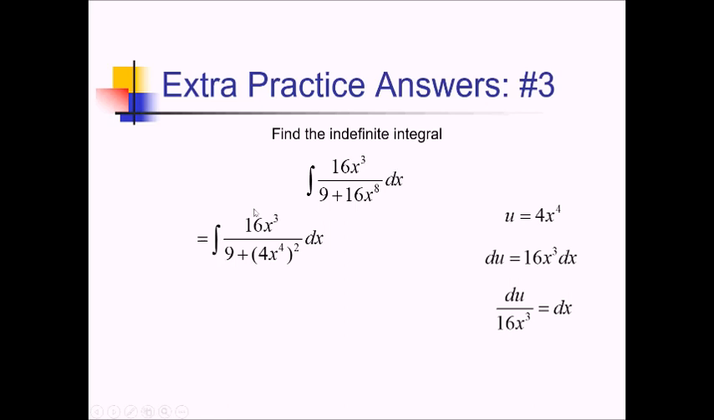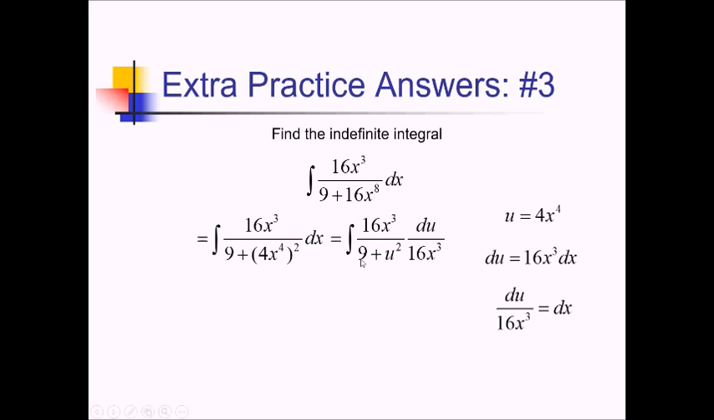Substituting back in, we can write 16x cubed over 9 plus u squared. And then dx is really du over 16x cubed. 16x cubes conveniently cancel, so we're just left with du over 9 plus u squared. Unfortunately, 9 plus u squared is still not what we need down there in order to use one of our antiderivative techniques. But it's pretty close to 1 plus u squared, which would be an arctan for an antiderivative.